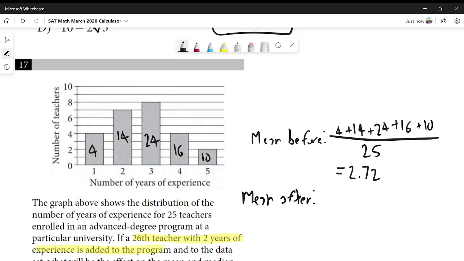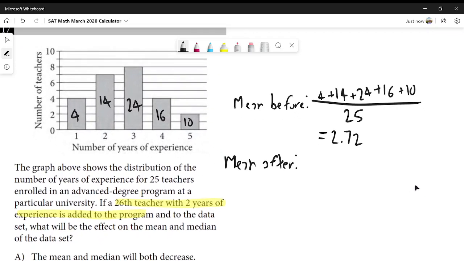So the mean after is going to be 4 plus 14 plus 24 plus 16 plus 10, and then we need to add one more, so it's going to be plus 1, over 26.